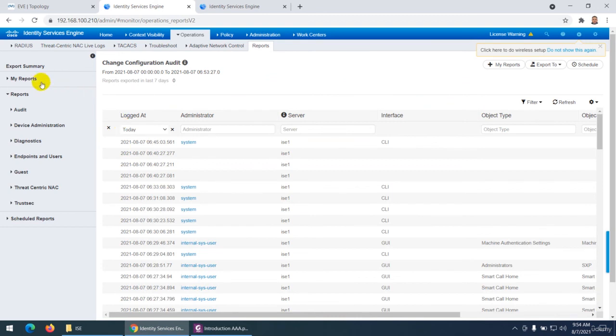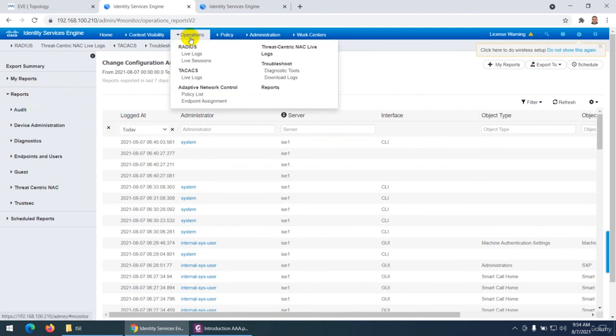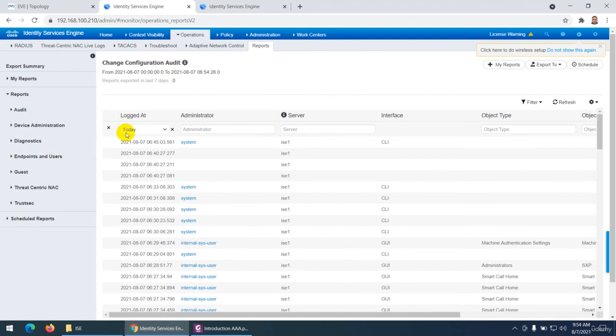And I told you it will keep all the records here. This operation task is almost related to accounting. Logs, reports, live logs related to TACACS, live logs related to RADIUS. So this is network access related. This is device administration related access. Both will keep the records, and then you can generate reports as well.